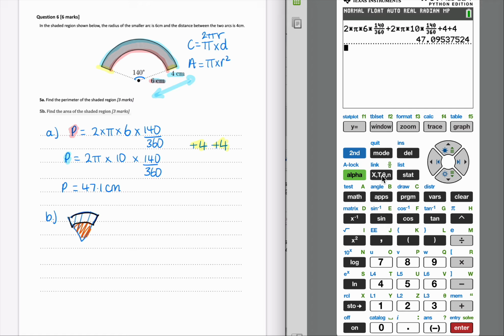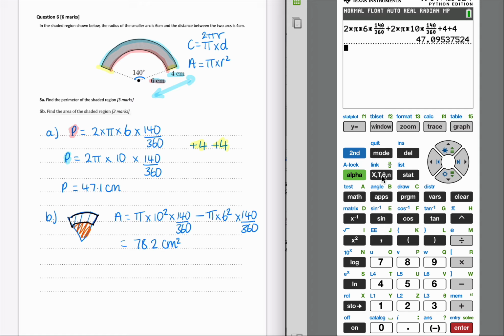So we need to work out the largest area first, which is pi times r squared, so pi times 10 squared, again times 140 over 360, and we're going to subtract from that the smaller circle, so pi times 6 squared times 140 over 360, and if I type that into my calculator, I get 78.2 centimeters squared to 3 significant figures.